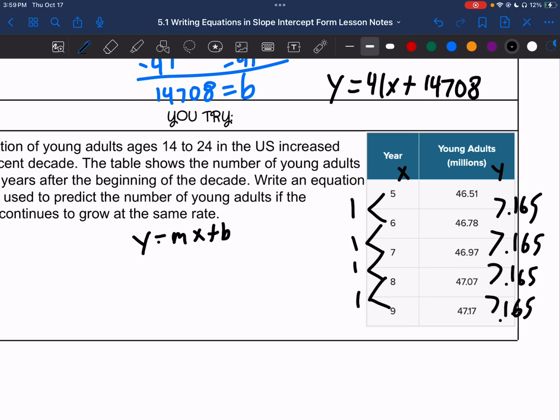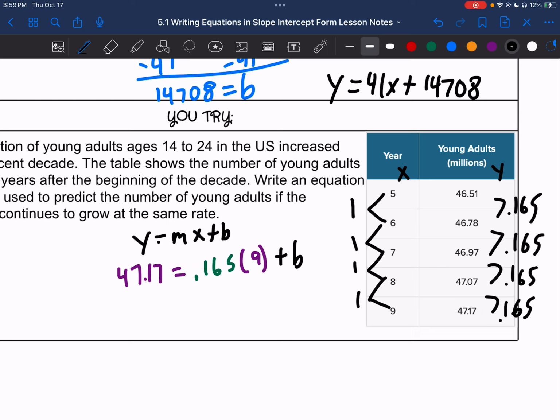All right, so now when we do the math on that, our rate, y equals mx plus b, we're trying to find that slope, and so we're going to substitute in what we know. I'm going to use the max: 47.17 is equal to our slope, 0.165, times our x value, 9, and that's going to be plus b.